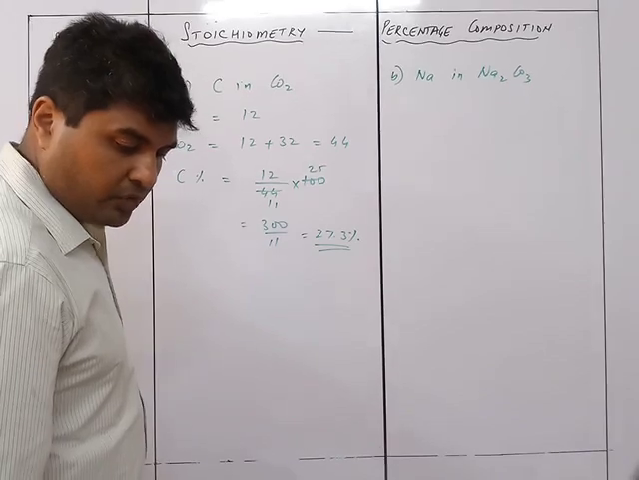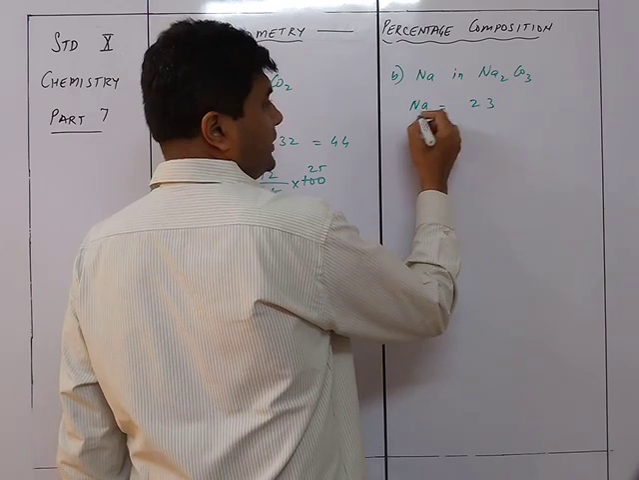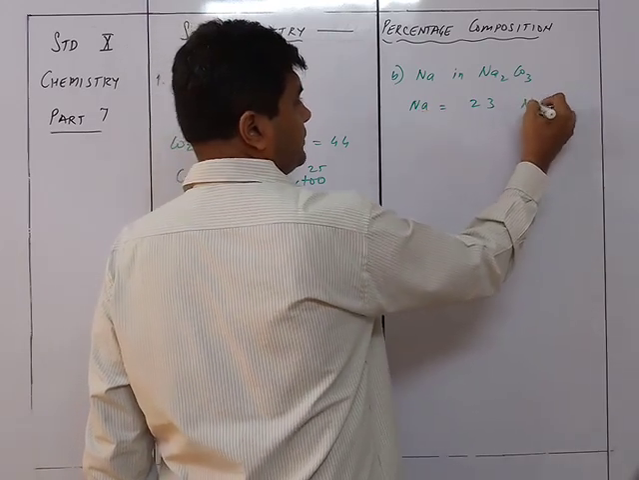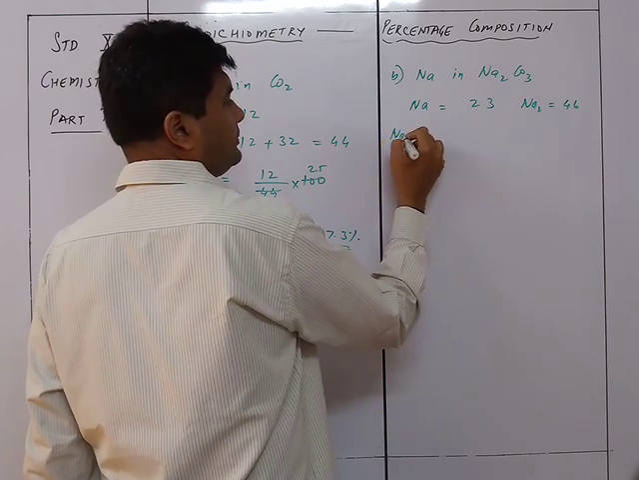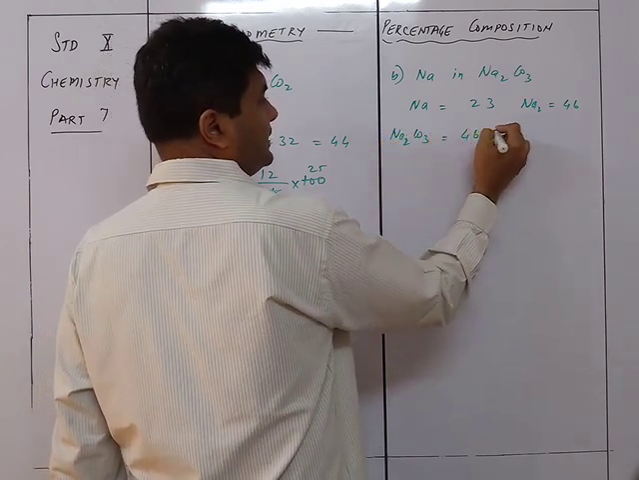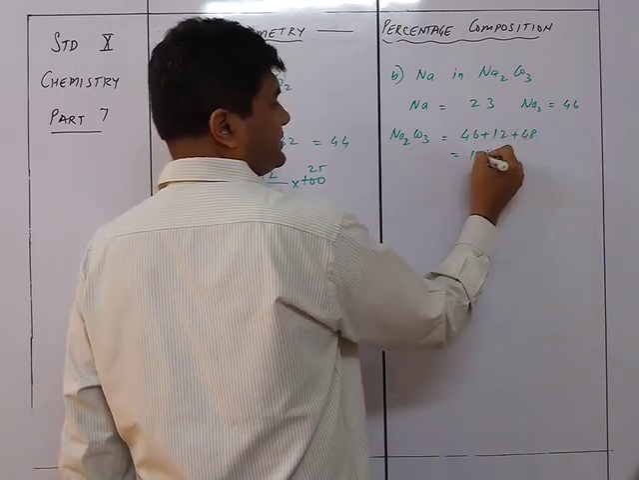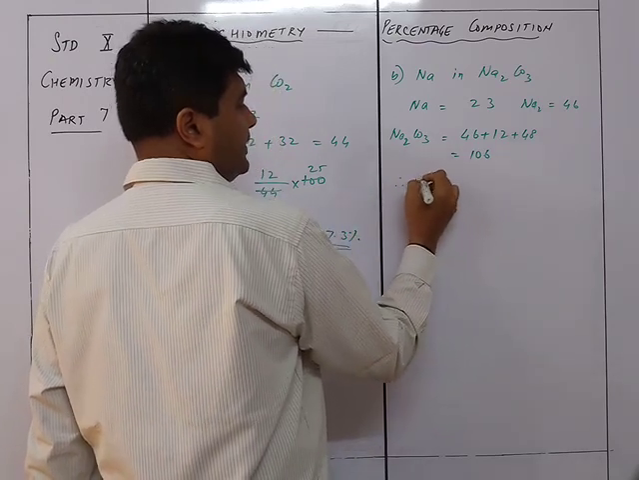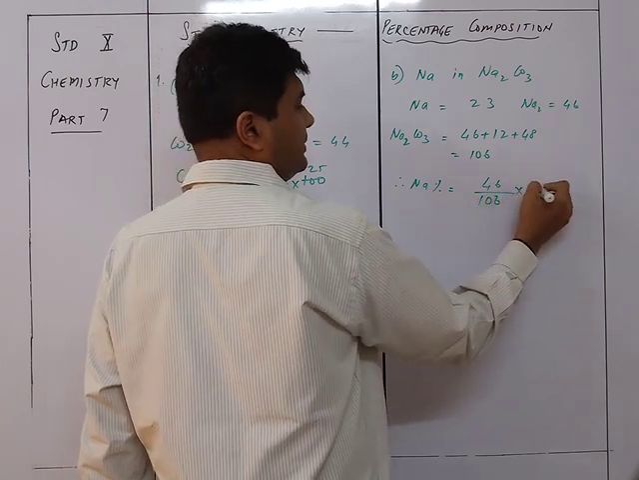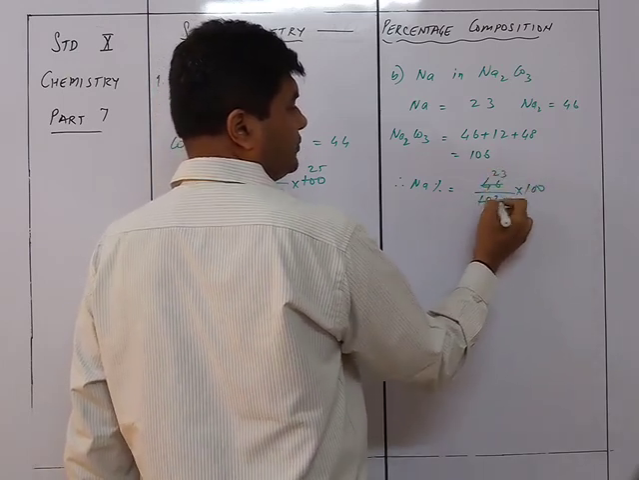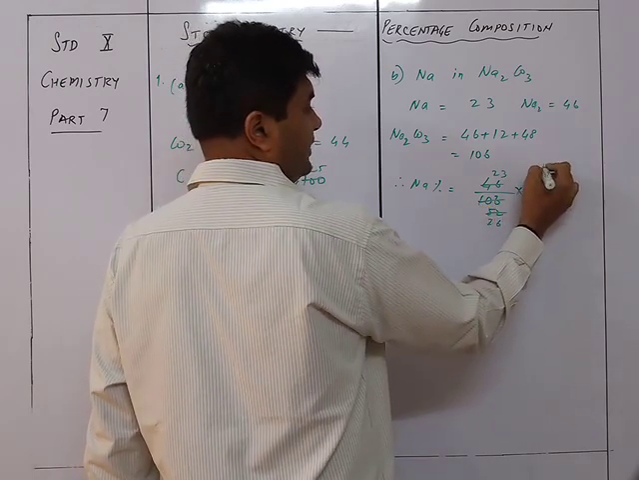So we know that Na is 23, so Na2 will be equal to 46. Na2CO3 is equal to 46 plus 12 plus 48, 60, 106. Therefore, Na percentage is equal to 46 upon 106 into 100. This is 23, this is 53, this is 26, this is 50, 25, 13.